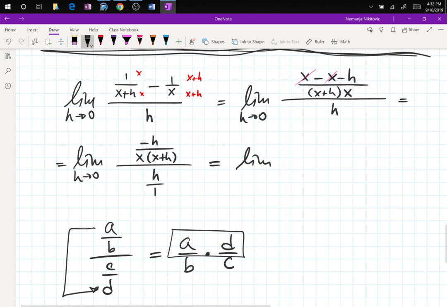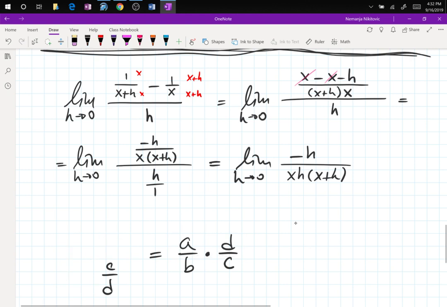So we get limit h goes to 0. Multiply two that are far apart, you get negative h. Multiply two that are close by, which is b and c, you get x times h times x plus h when you multiply those. And that's what kills h, as you can see. h is gone because you have h in the numerator, h in the denominator.